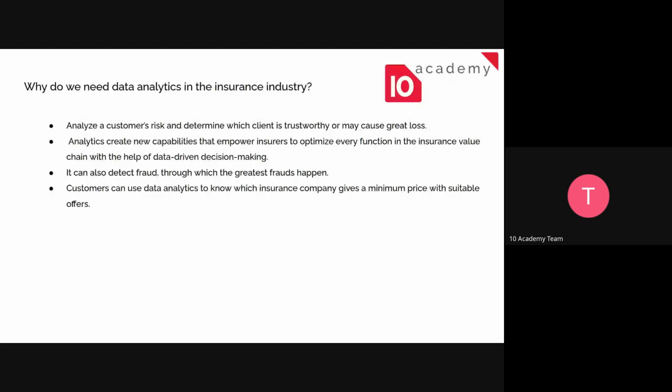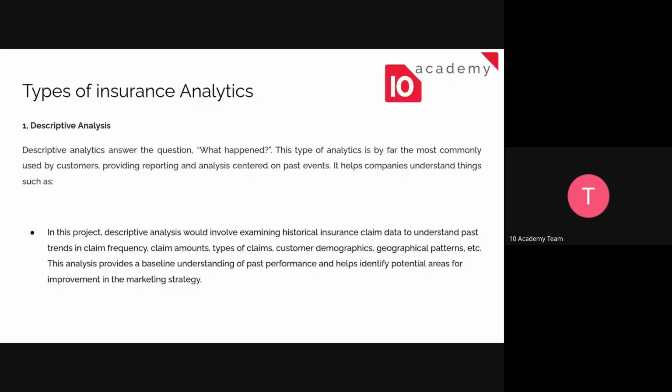Just like there is fraud in banks, when banks give loans to their customers, this is also a great place for fraud to happen. And customers can use data analytics to know which insurance company gives the minimum price with suitable offers. As I mentioned before, it goes both ways, from the customer side and from the insurance company side. Since you're going to work from the side of the insurer, you're going to focus on that.